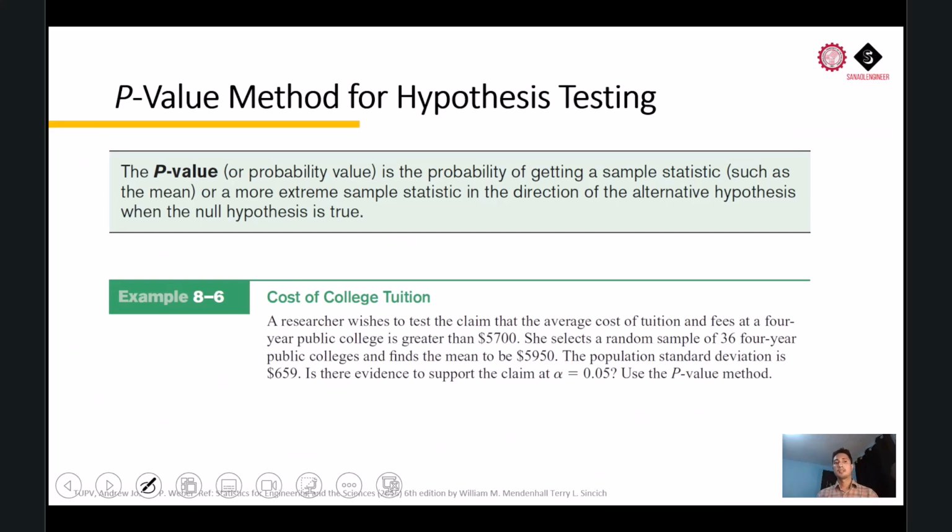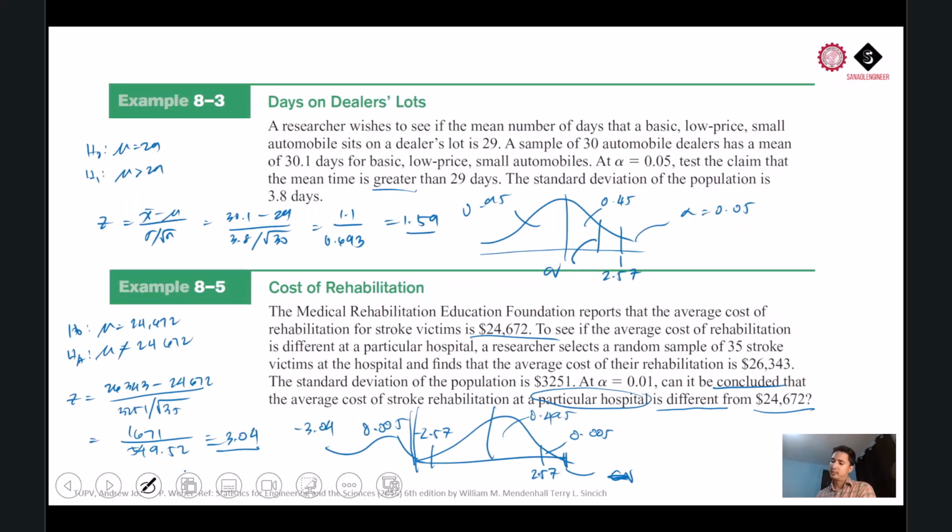This time, hypothesis testing still, but using the p-value method. The p-value, or the probability value, is the probability of getting a sample statistic, such as the mean, for example, or a more extreme sample statistic in the direction of the alternative hypothesis when the null hypothesis is true. So the idea for the p-value is, instead of comparing the critical value with the z-score, we are comparing directly the level of significance to the chance of committing a type 1 error.